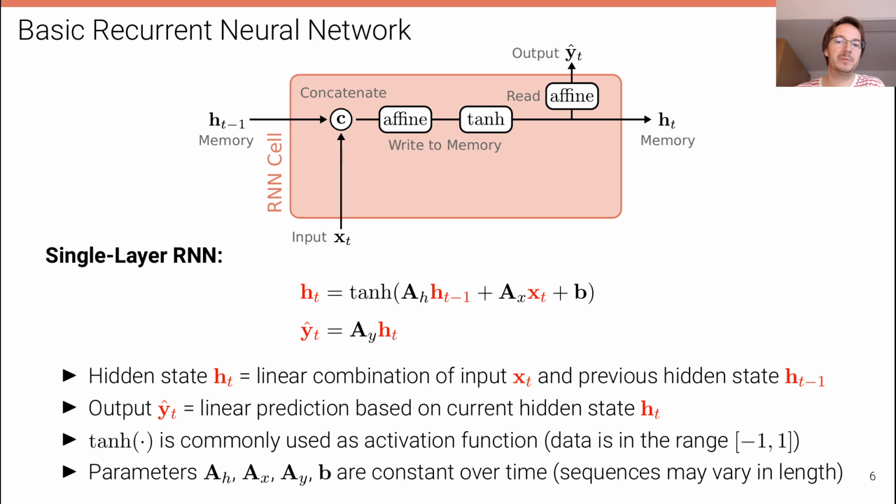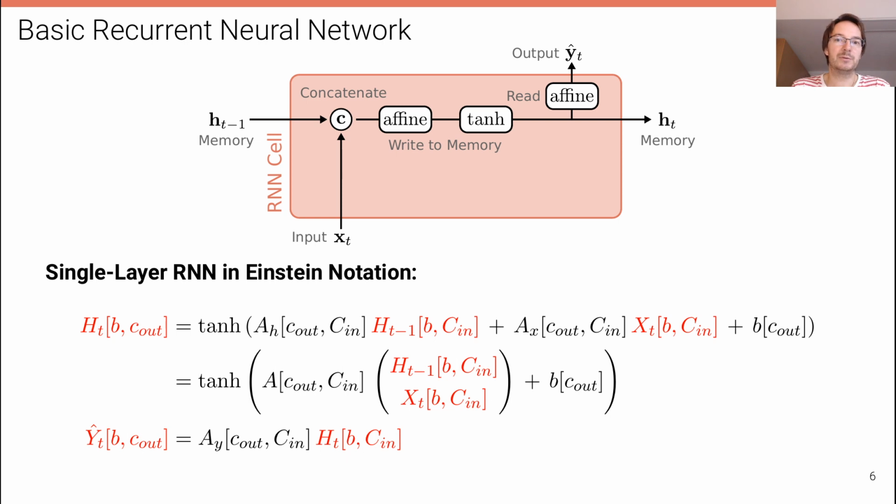We've said it before, but just to highlight it again at this particular point where we are mathematically more concise, the parameters ah, ax, ay, and the bias b are constant over time. They don't change. They don't depend on the time step t. And that's why these recurrent neural networks are able to process sequences, both input and output, that are variable, flexible in length.